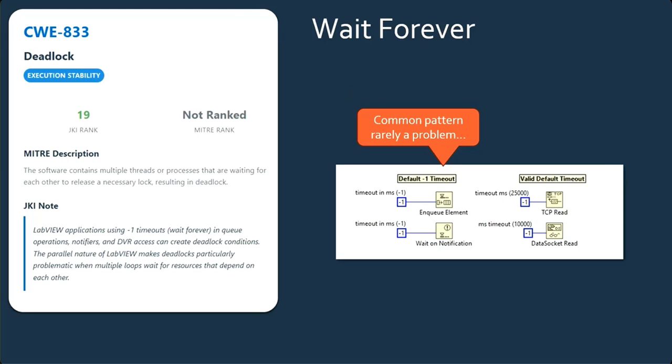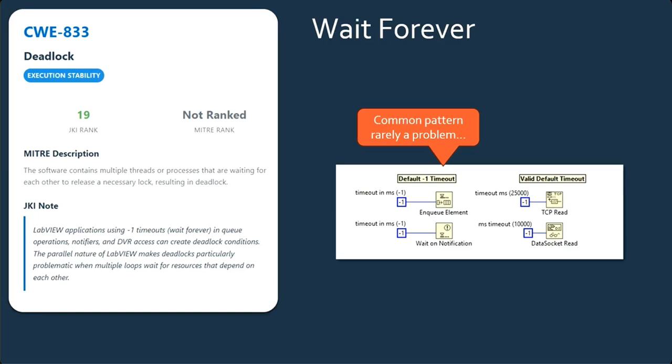All right, last one I'm going to talk about is one that's in almost every application that I know of, and probably in your code, but is rarely a problem. But every now and then it is a big problem. Common functions like enqueue element or wait on notification have a default -1 timeout, meaning if they don't receive an element into the queue, it will wait forever. It will block and hang your application.